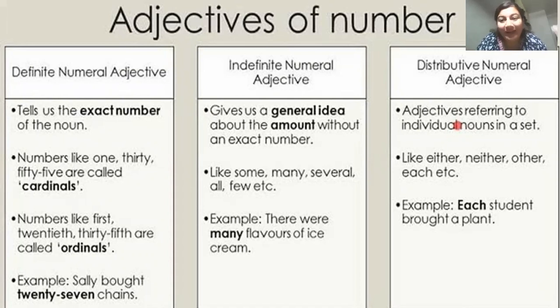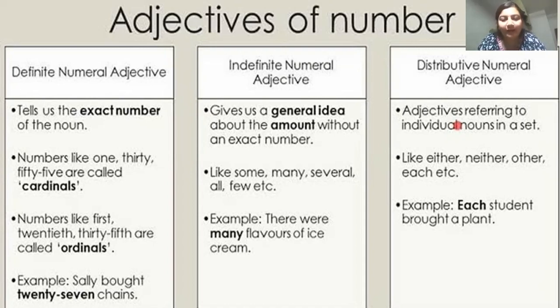Now, when I talk about definite, definite means specific, clear. It tells us about the exact number. कि कितना है वो noun, in what number. Numbers like 1, 30, 55 are called cardinals. So, when we give exact numbers like 1, 2, 3, 4, 23, 25, etc. तो जब इस तरह के numbers use होते हैं in a sentence to give us information about the exact number of the noun, then they are known as definite numeral adjective and they are also known as cardinals.